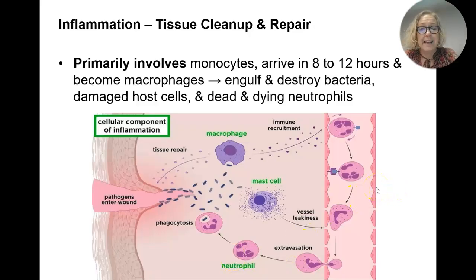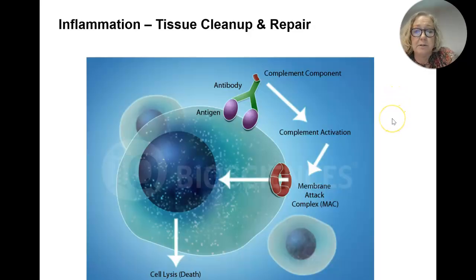Monocytes arrive, again, 8 to 12 hours later and become macrophages. Look at that guy. He's just going to eat that thing. He's going to post it on his platform. He's going to make these membranes leakier. He's going to do all kinds of things. He's going to engulf and destroy the bacteria. And he's also going to find dead and dying neutrophils and phagocytose those.